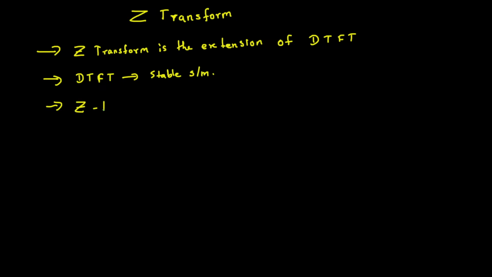So we can say Z transform is for the stable and unstable systems. And this Z transform is used for digital filter design and synthesis.